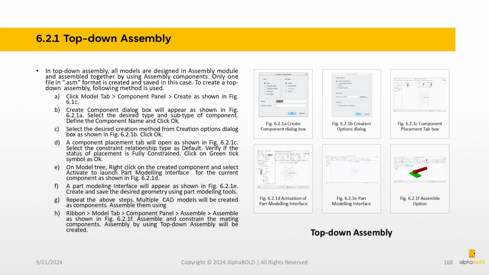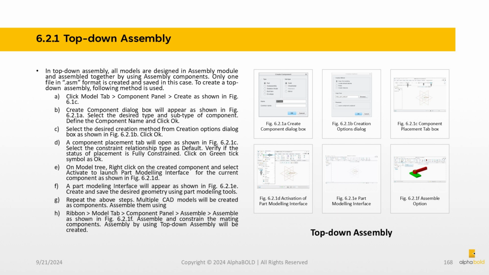A component placement tab will open. Select the constraint relationship type as default. Verify if the status of placement is fully constrained. Click on green tick symbol as OK. On model tree, right-click on the created component and select Activate to launch part modeling interface for the current component.